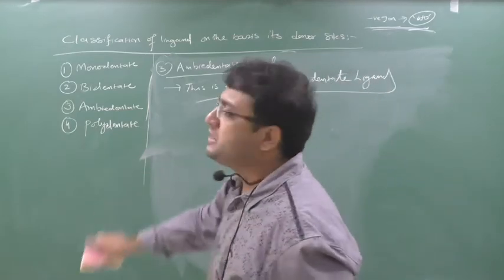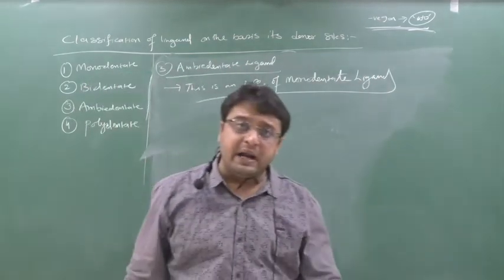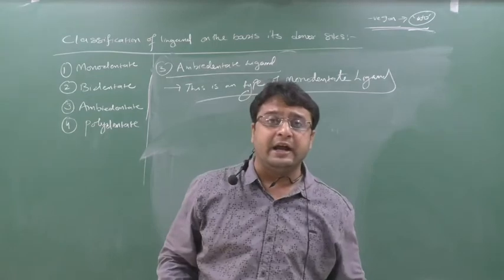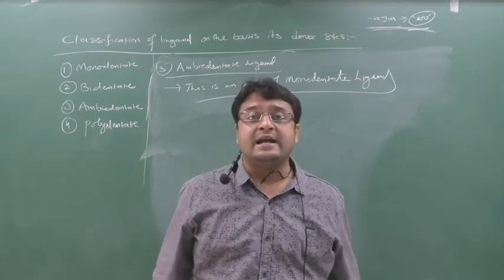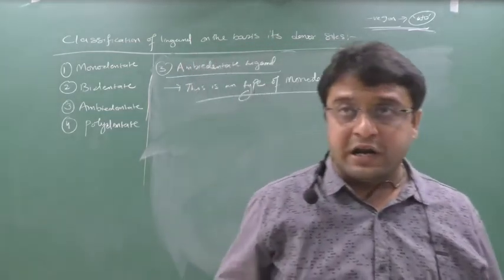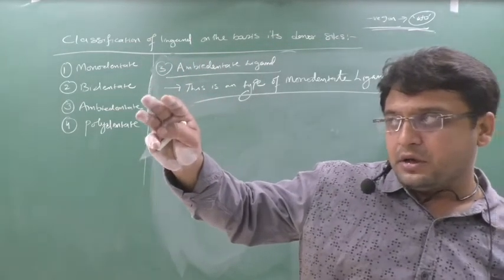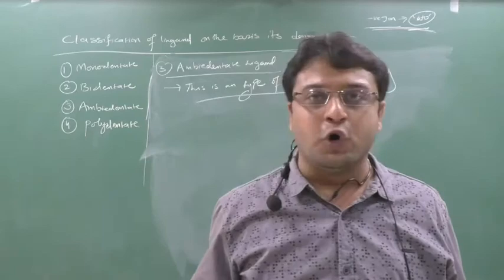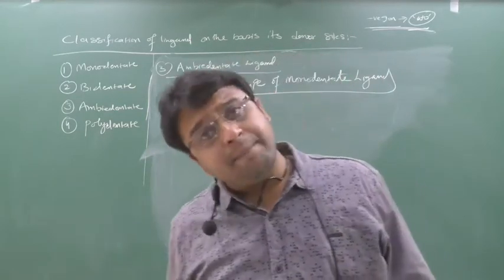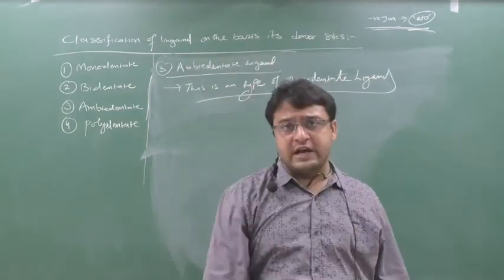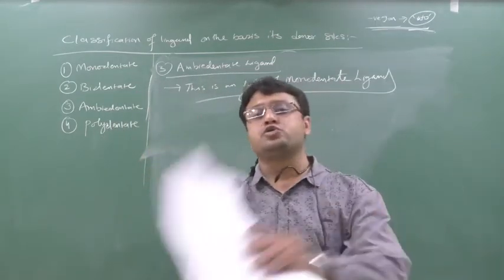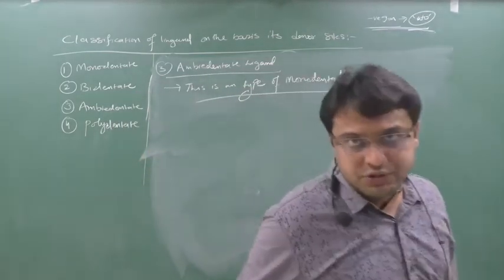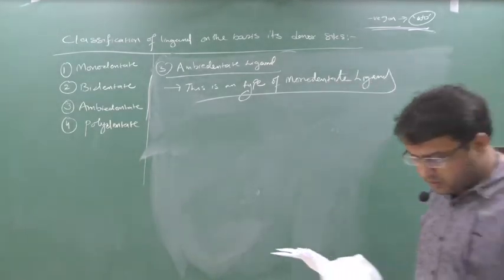So cyanide ion, is it monodentate or ambidentate? It's ambidentate. Cyanide ion is an ambidentate, not a monodentate like Cl minus or OH minus. CN minus is an ambidentate ligand. It has two donor sites, carbon and nitrogen, but at a time it cannot use both sides. Any one side will be used. Clear this part? See here now.